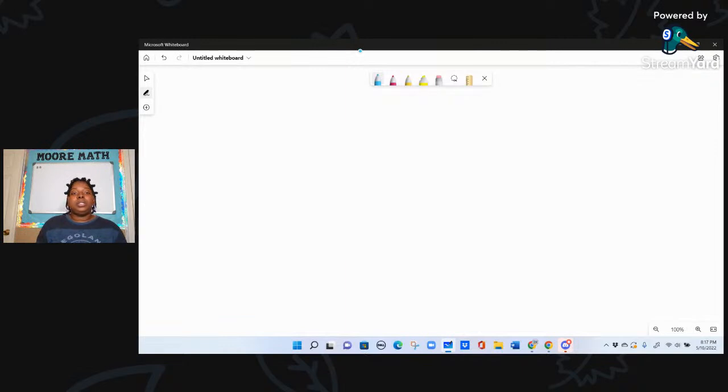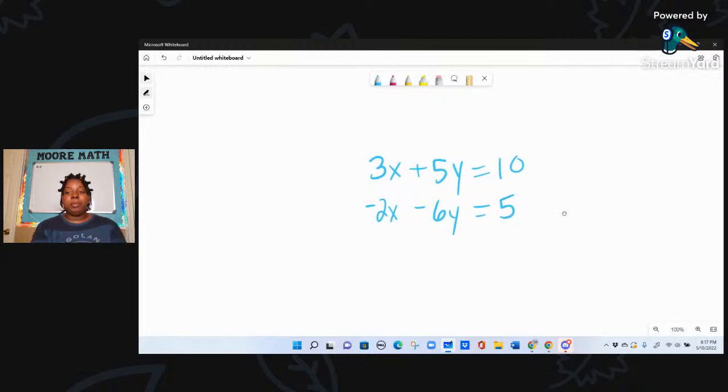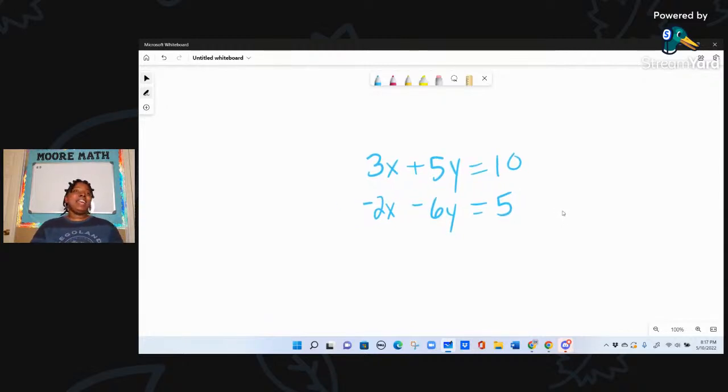So let's do systems of equations. Okay. If you had a question before this, I need you to remember I told y'all to put it in the Q&A box so I don't forget it. Please do that. Okay. 5x plus 4y equals 10. Negative 2x minus 6y equals 5. Okay. Again, I'm just making this up right now. So I don't know if it's going to work.